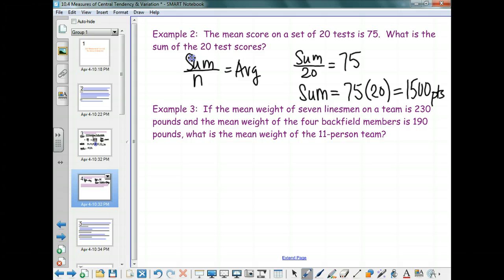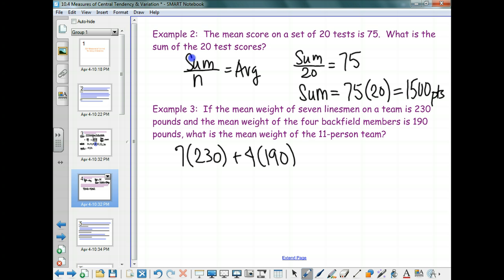We can do the same thing here. We've got 7 linesmen, and their average weight is 230 pounds. So what if I actually were to find out their actual weight? How can I do that? Right. I have our 7 people. Their average weight is 230 pounds. This would actually tell me how much they actually weigh if I added their weights all together. And then, oh, what did you get, Kayla? 16. Okay, we'll get there in a second. But that's not the only people on the team, right? We also have 4 backfield members. And so what am I going to do for those guys? Plus 4 times.